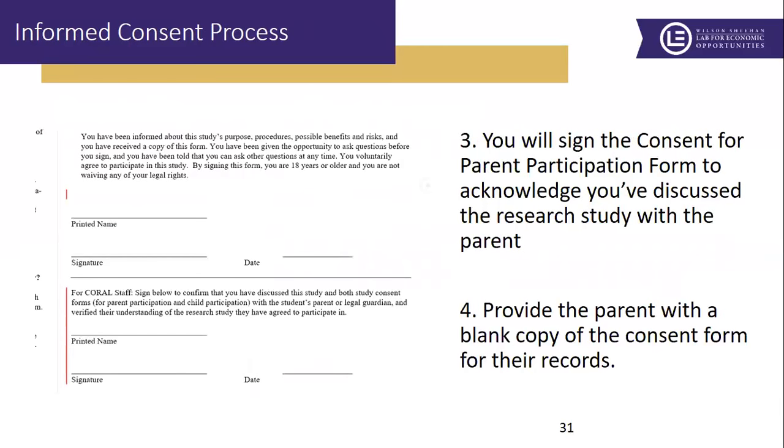And so then once you've discussed the consent form with the parents, and if they've chosen to sign, you as the site manager would then sign this part on the parent consent form, acknowledging that you've discussed the research study with the parent and that you think that they understand what they're signing on for. And then you'll provide the parent with a blank copy of the consent form for their records, which is good for them to have because it has information on how to contact the research team if they have any questions about their rights as a study participant.